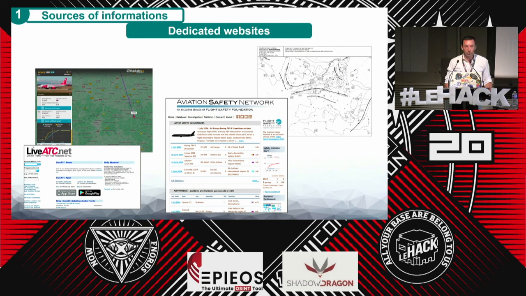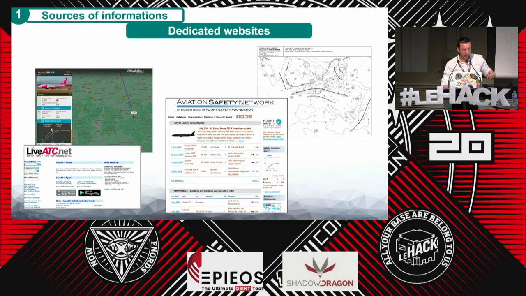The second kind of information comes from dedicated websites, and you have lots of databases and lots of information. Maybe the most famous one is Flightradar24, but you have lots of different kinds of websites, sometimes dedicated to military flights. For example, that's how you can follow the flights coming along the Black Sea, just to follow the Ukrainian and Russian war. So you have this information.